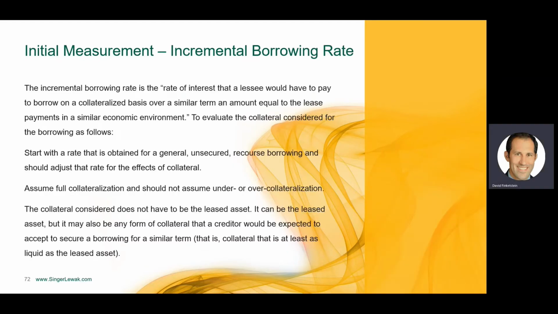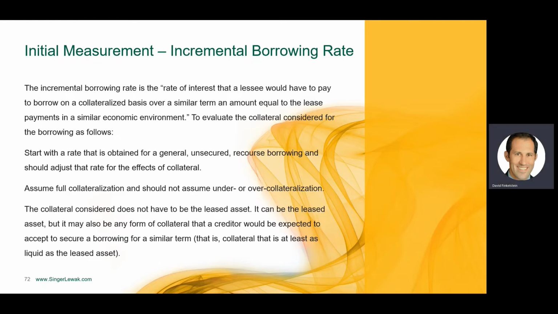So the incremental borrowing rate is the rate of interest that a lessee would have to pay to borrow on a collateralized basis over a similar term, an amount equal to the lease payments in a similar economic environment. To evaluate the collateral considered for the borrowing, you would start with a rate that is obtained from a general unsecured with recourse borrowing and adjust that rate for the effects of collateral, assuming full collateralization and not assuming an under or over collateralized position.